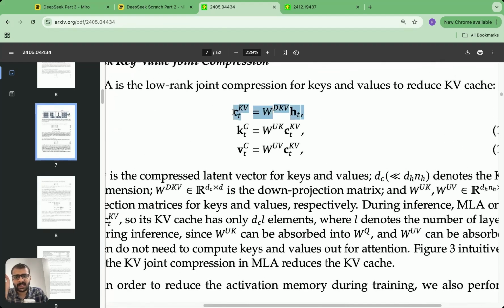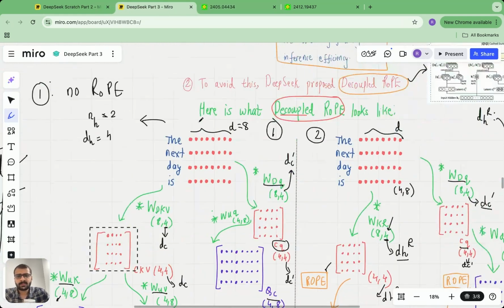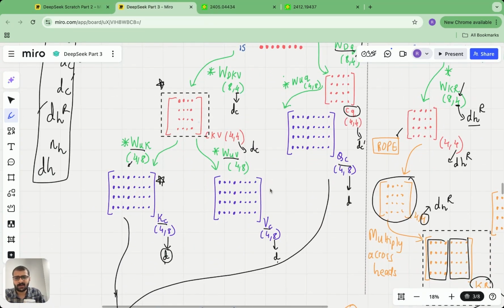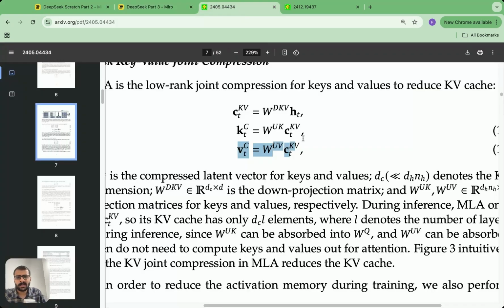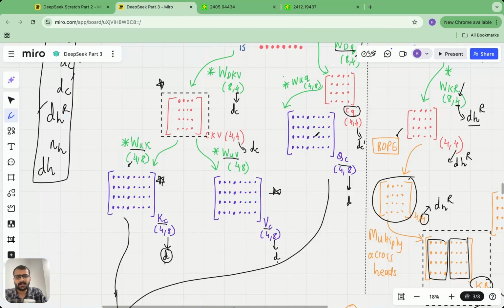We first get the CKV matrix, we get the Kc and the Vc. That's what we started with. Remember, we first get the CKV matrix, then we get Kc, and then we get Vc. We saw that. Then after that, in equations number 12 and 13, we get Cq and we get Qc. So down projection and up projection of queries. Here is what we see.